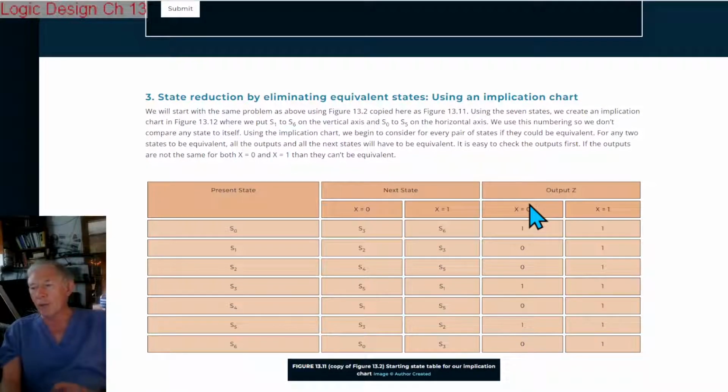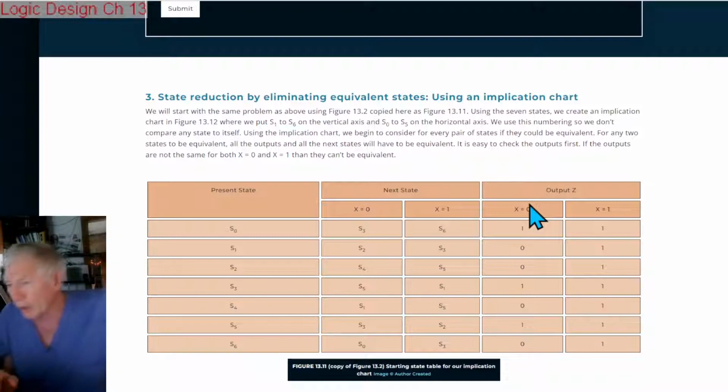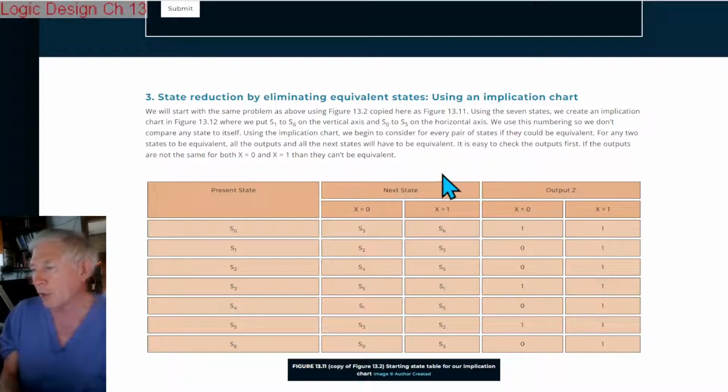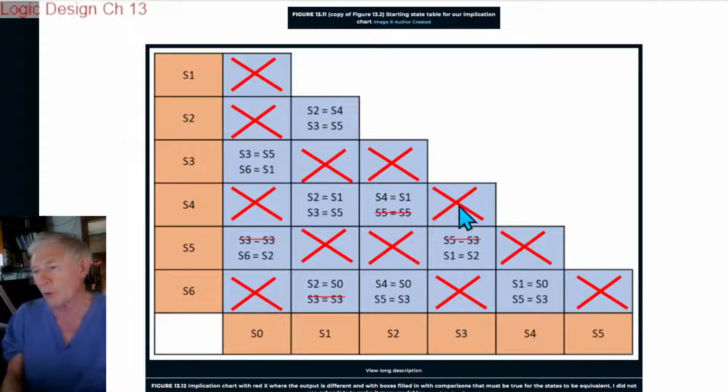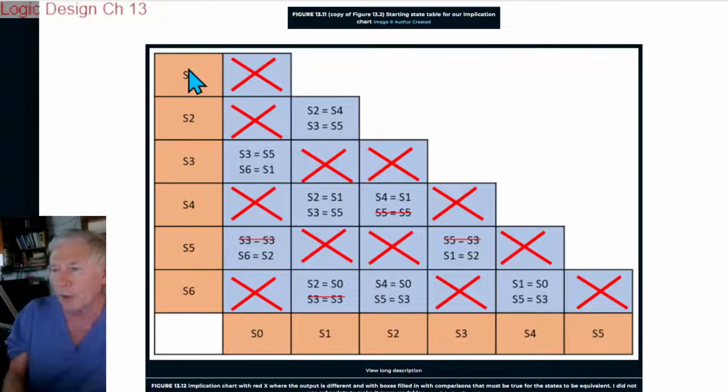All right, now we can also do this with an implication chart. I'm not going to spend a lot of time on this. I just want to expose you to it a little bit so you have the idea. So we take the non-reduced state table, which we started with before, with 7 states, 0 through 6, and we make this little checkerboard square. Now notice we don't start with S0 up here. We start with S1, 2, 3, 4, 5, 6, and here we start with S0, 1, 2, 3, 4, 5. We don't put S0, S6 down here.